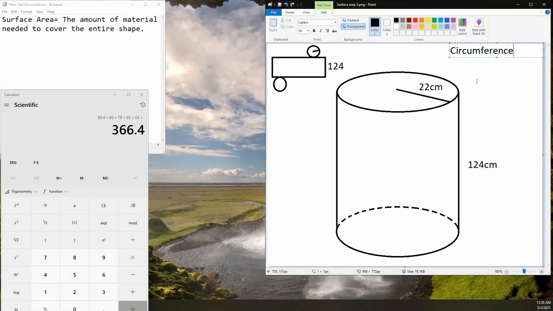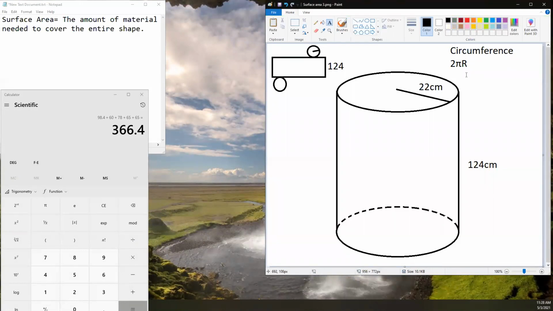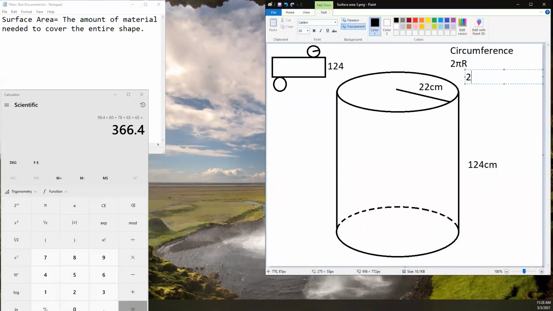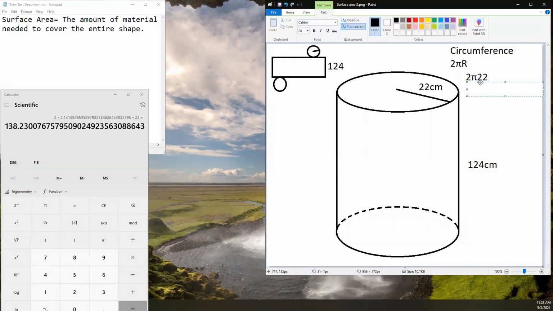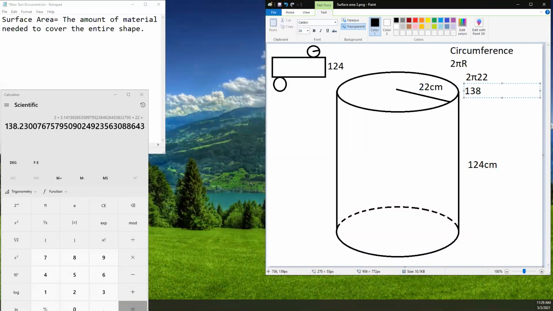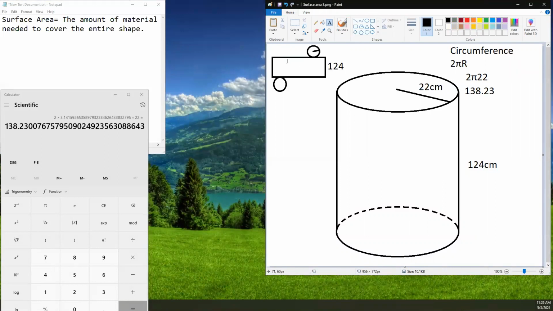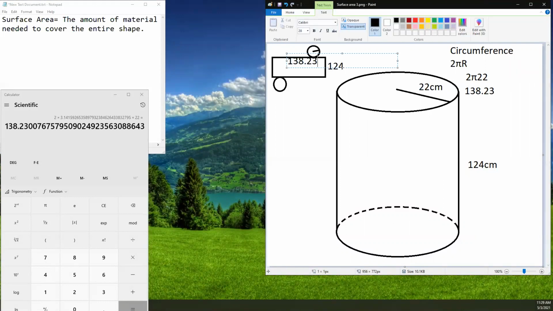So we've got to do that. And circumference is 2 pi r. And we have all the information we need to do that. We've got 2, we've got pi, and we also have r, 22. So we're going to plug that in. 2 times pi times 22 equals 138.23. Well, 138.23 is the length of our rectangle over here.